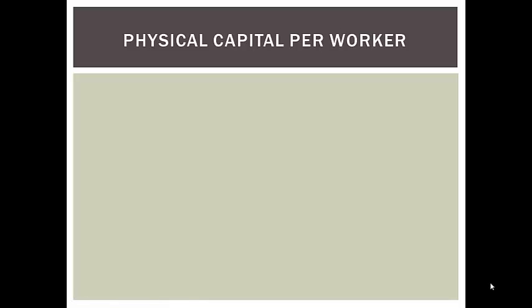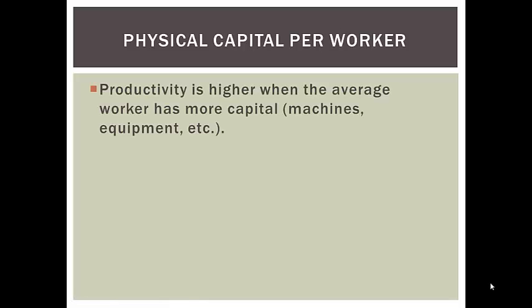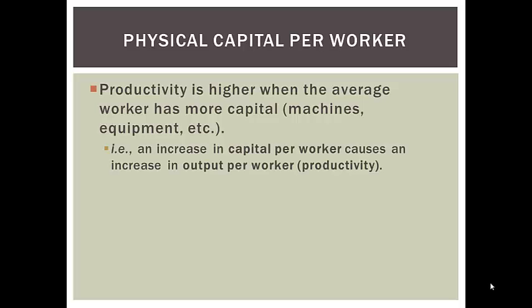physical capital per worker and see how it affects productivity. We say that productivity is higher when the average worker has more capital. By capital, we mean those things that we use in the production, like machines, equipment, and things like that. So if we increase capital per worker, we're going to increase output per worker, whatever they produce, or we're going to increase productivity.